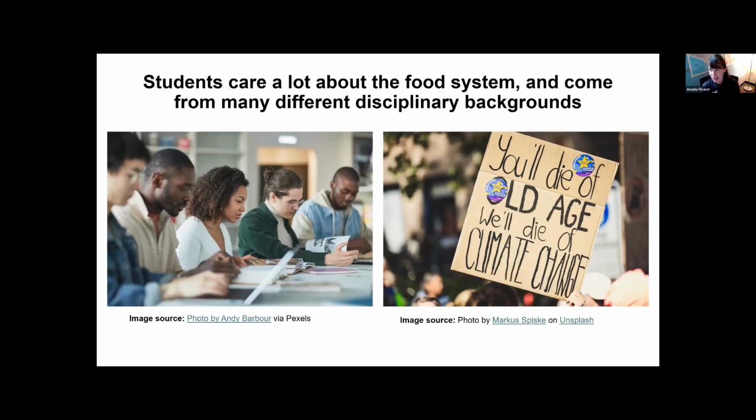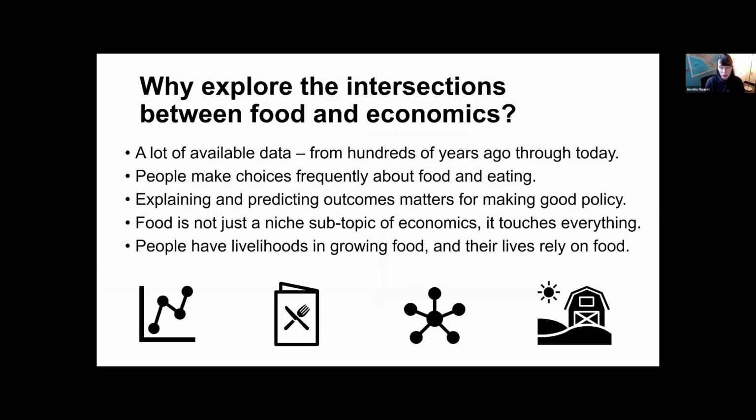Okay, so in terms of our students, a lot of us are teachers, or we do want to be teachers one day. Our students definitely care about the food system. They come from a lot of different disciplinary backgrounds, and they care about a lot of really important things, such as climate change, inequality, starvation and malnutrition. And we want students everywhere to have the opportunity to use economic thinking to inform their work. That's really the goal, so we can explore these intersections.